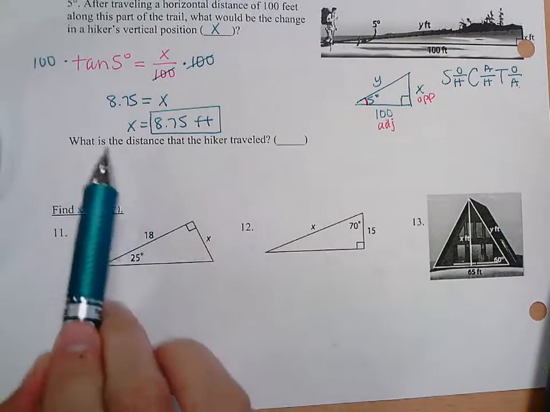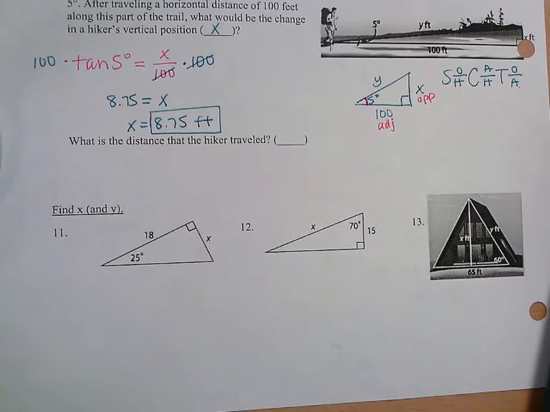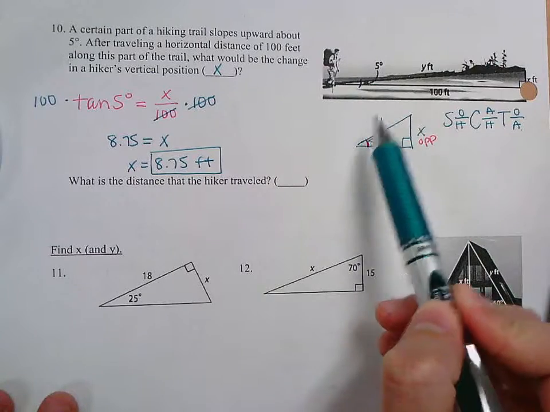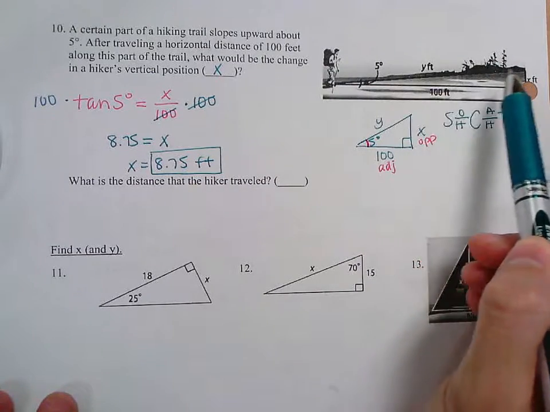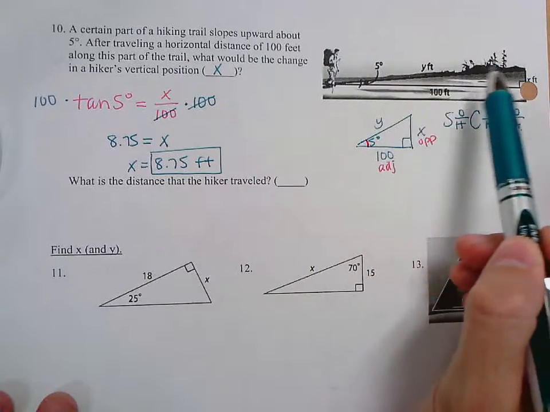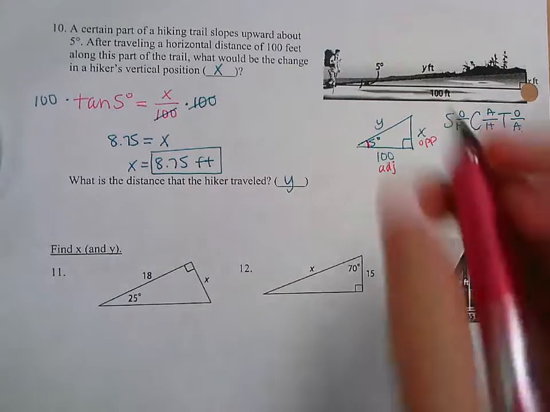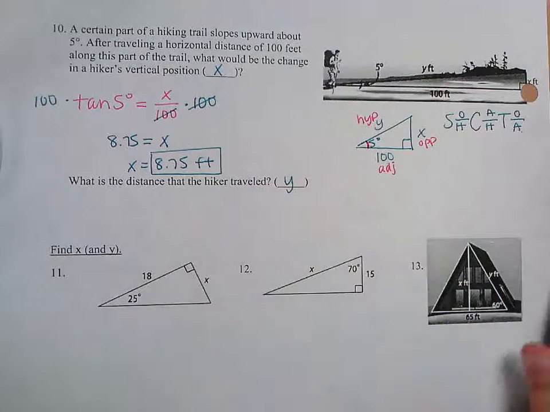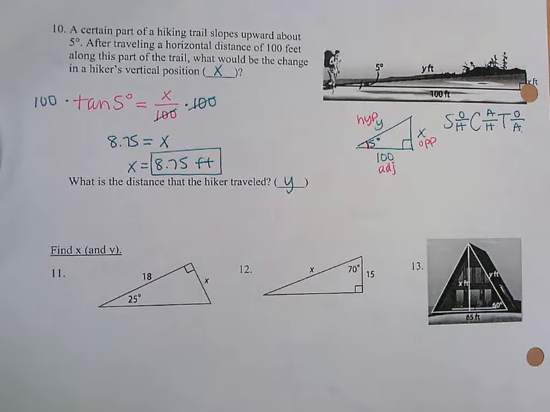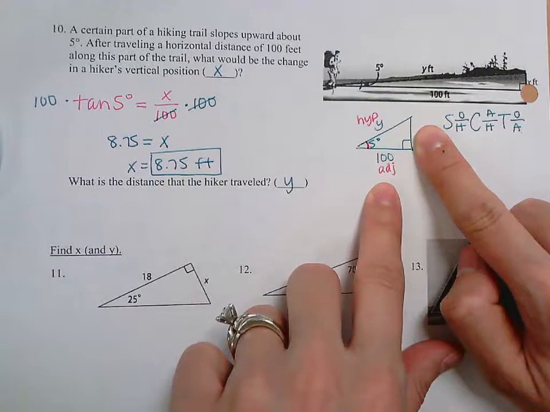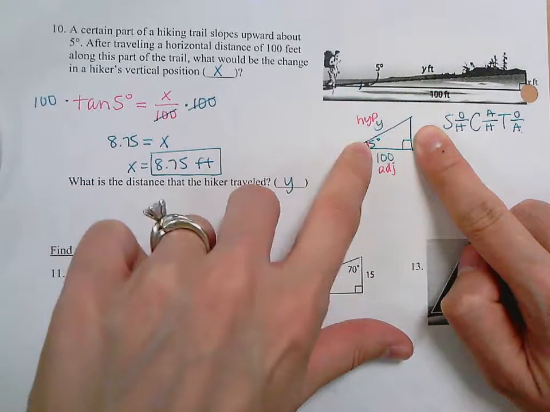Then second part of this question, it says, what is the distance that the hiker traveled? So on this triangle, because notice you have X and you have Y, the hiker is actually traveling the trail, that is the hypotenuse, the Y. So here we're trying to find y, and y is the hypotenuse here. So we're going to set up another trig equation, but I'm not using the opposite anymore. I found x, but I'm not plugging that in. I'm still using the side I was given with the side I need to find and my 5-degree angle.